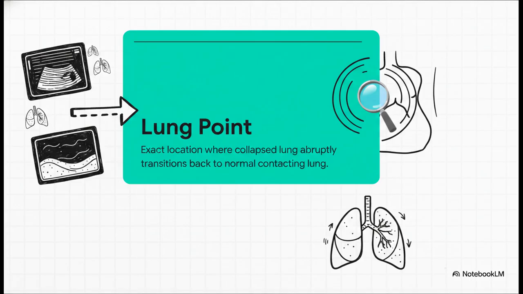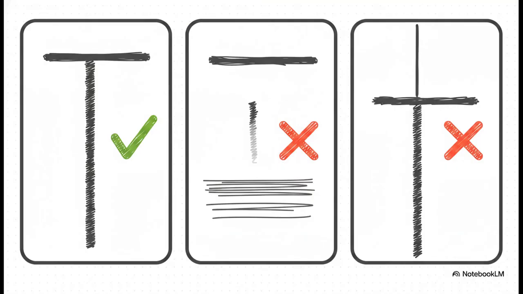As the patient breathes, you can physically watch the boundary of the lung collapse sliding in and out of your field of view. It's incredible. If you find the lung point, you have 100% confirmation of a pneumothorax. A quick word of warning here, though. Do not get tricked by mimickers.